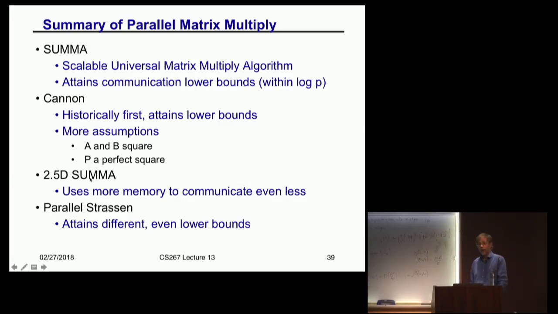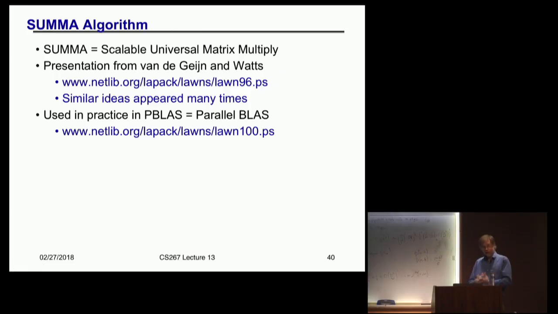Recently, we found a new algorithm that's even faster, and I will tell you what that is. We're calling it 2.5-dimensional SUMMA, and it uses more memory to communicate even less than the lower bound. It's surprising that you don't have to use the minimum amount of memory. If you have extra memory, you can go faster. And then I'll say a little bit about parallel Strassen at the end, because that also can be parallelized quite effectively. So let me present SUMMA. This is what's built into ScaLAPACK in the parallel BLAS.